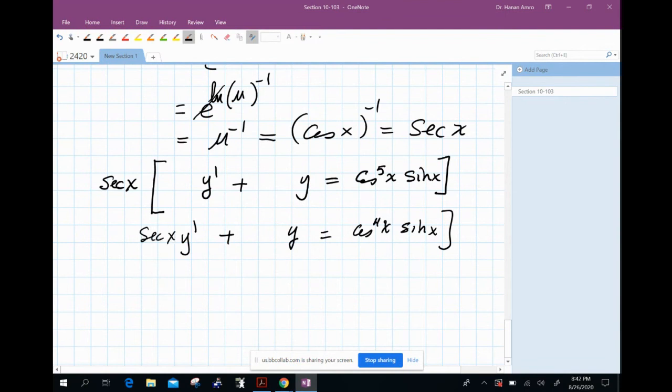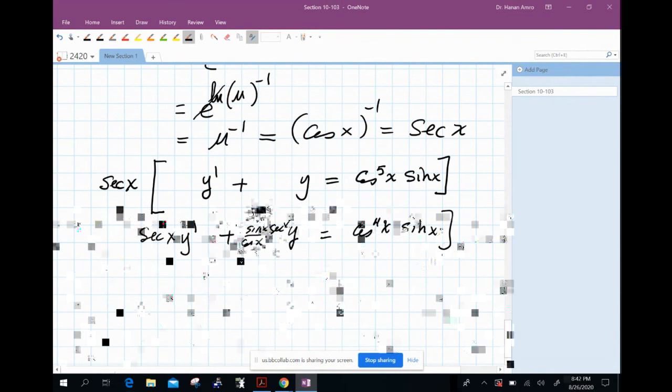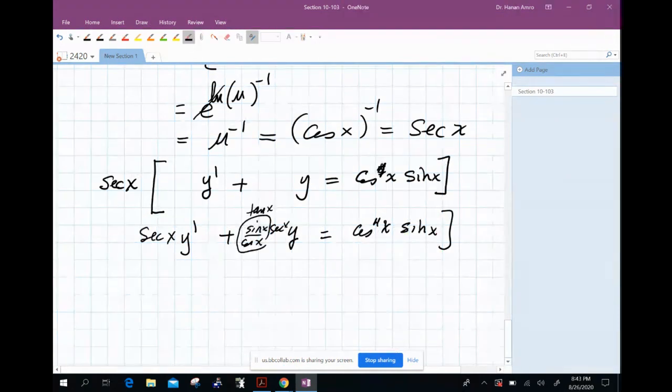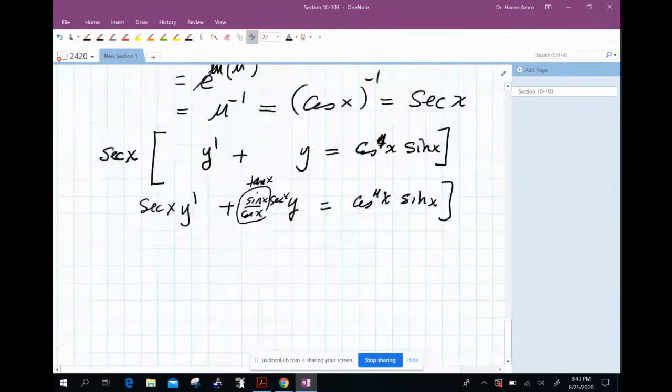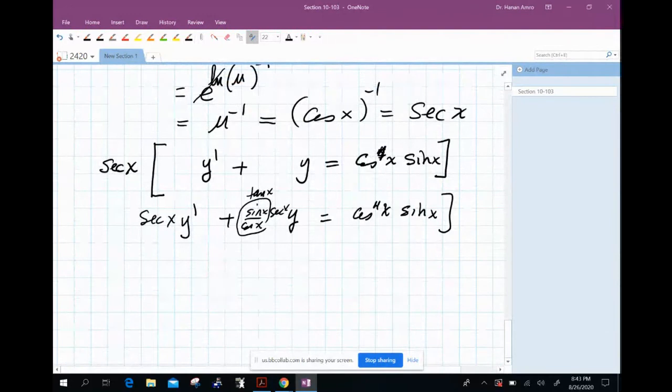Secant x times y prime. The second one, since you have sine x over cosine x times secant x, but cosine is your tangent. So we have right here, and actually this is cosine to the fourth when you divide by 1 over cosine, because it is cosine to the fourth. When we multiply by secant, that becomes cosine to the third. Very nice. So I'm just fixing those because I don't want to have a messy number.